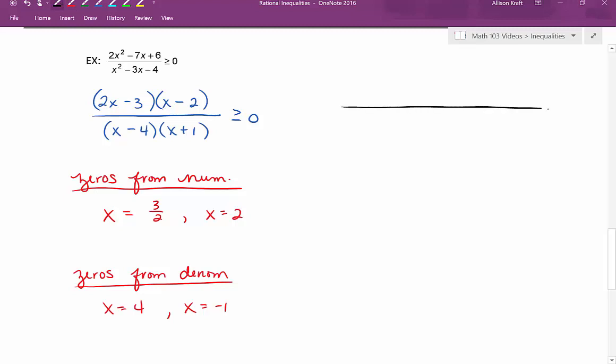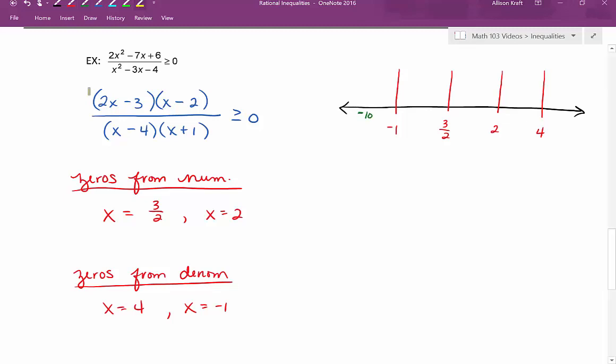We'll break up our number line at those 4 zeros, remembering to put them in increasing order. And this time our number line has been broken up into 5 intervals. We'll start with our first interval, less than -1. Let's choose a test point. I'm going to choose negative 10.